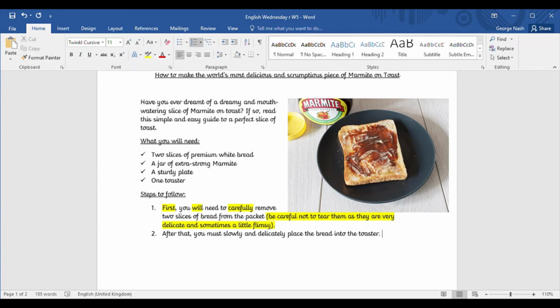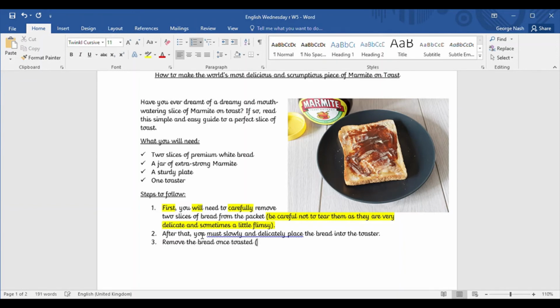Okay, so you put your bread into the toaster. You've got to be careful not to make it burn. So I'm just probably going to put some of these down because I don't want to do too much writing for you. So you need to remove the bread once toasted.